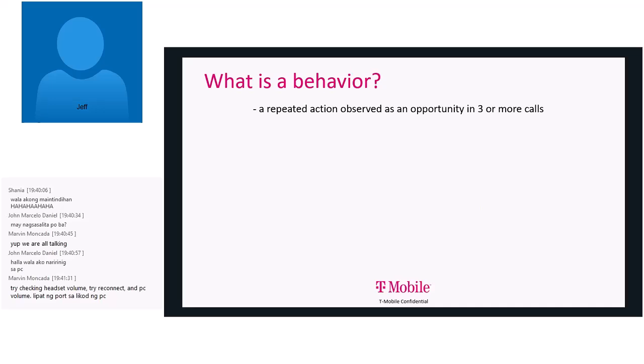Ay, di ko alam kung na-discuss mo na, boss. Pero kasi, di ba, sabi mo nga, it's an opportunity in three or more calls na na-observe. Pero what usually happens po, di ba, if there is a low score, they just listen to the low score, and then boom, there is a behavior. Kasi, there's a low score, they'll just find fault on that low score na call. But if you're talking about behavior, sabi mo, it should be three or more calls. Pero one call lang yun, boss, eh, di ba? Usually, that is what's happening.